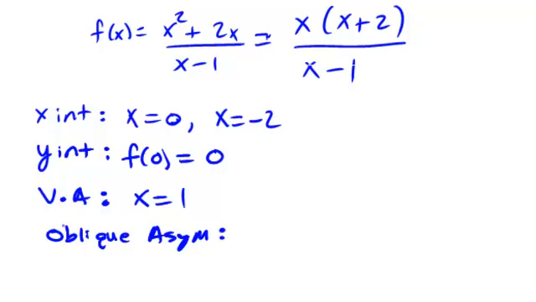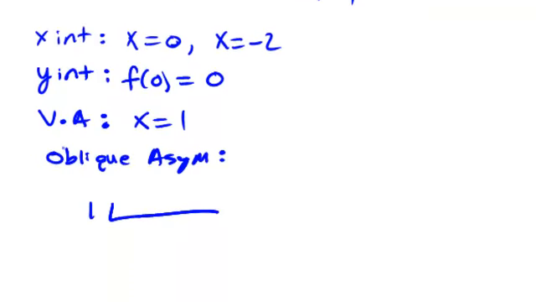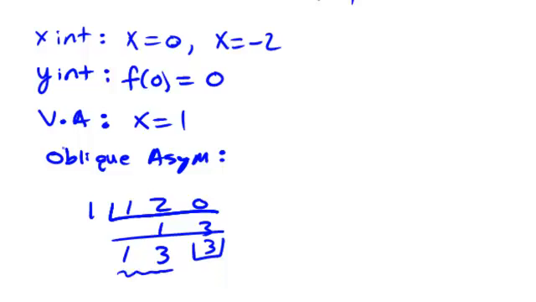So here we're going to take 1 and divide that into the numerator. So we have 1, 2, and 0. Bring down the 1, so we have a 1 here, 3, 3 with the remainder of 3. So the oblique asymptote is going to come from this piece right here, and that's going to give us the equation y equals x plus 3. Okay, so now we are ready to graph.